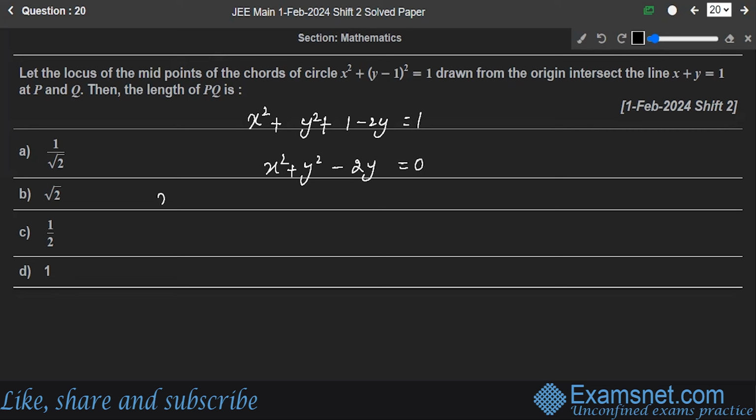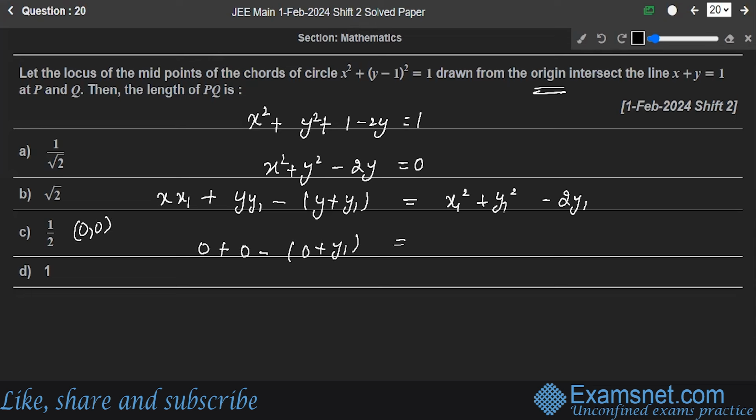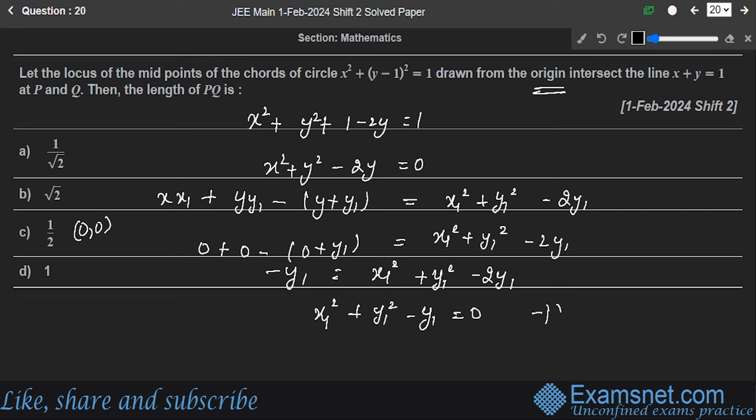Now the equation of the chord will be given by x x1 plus y y1 minus (y plus y1) is equal to x1 square plus y1 square minus 2y1. Now this passes through the origin. Therefore, this will be given by 0 plus 0 minus (0 plus y1) is equal to x1 square plus y1 square minus 2y1. Or minus y1 is equal to this minus 2y1. Or you will have x1 square plus y1 square minus y1 is equal to 0. Let's say this is equation 1.